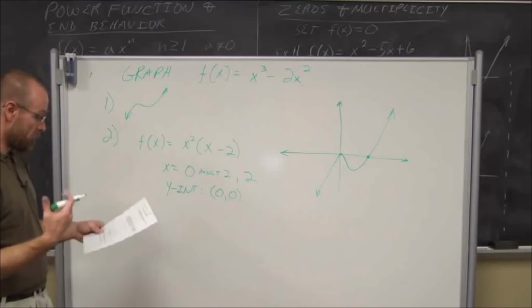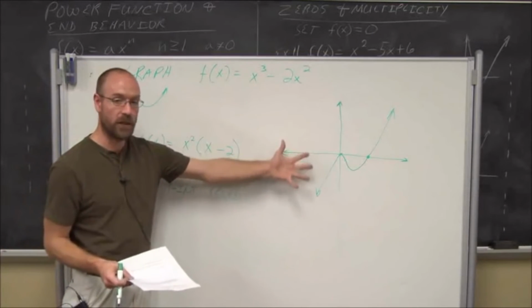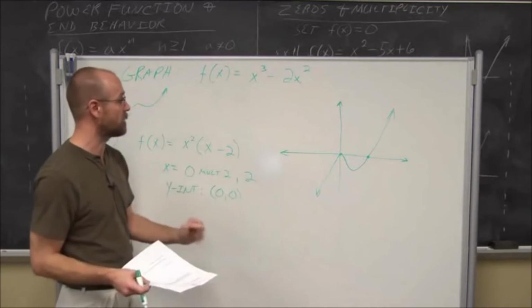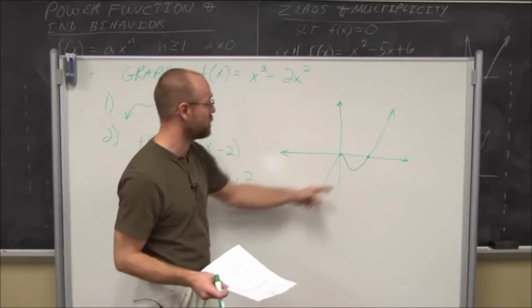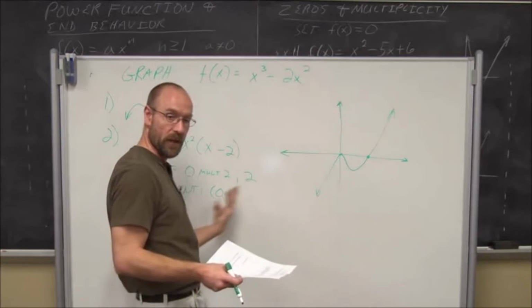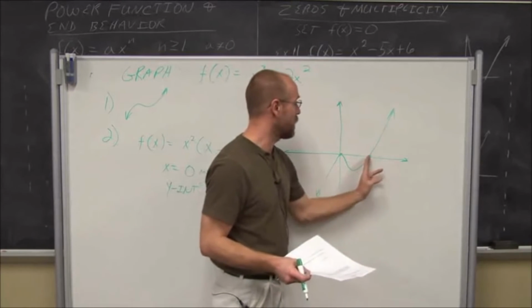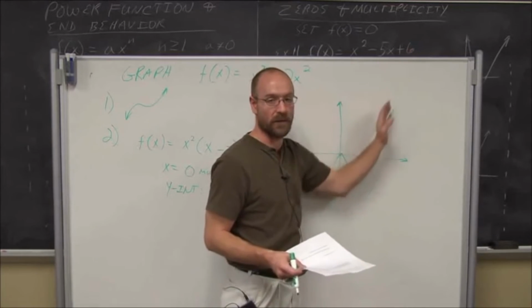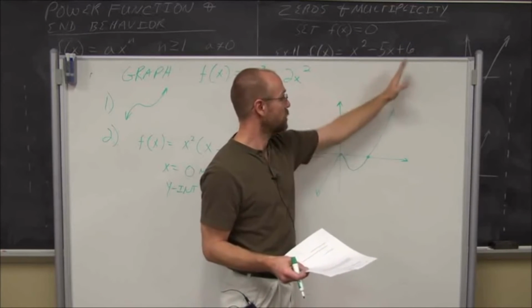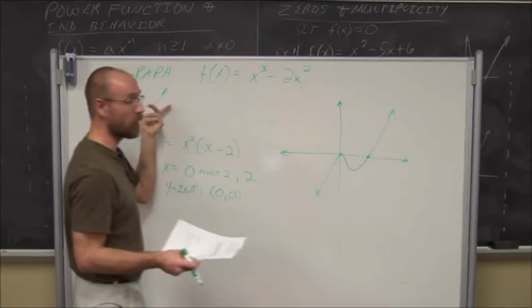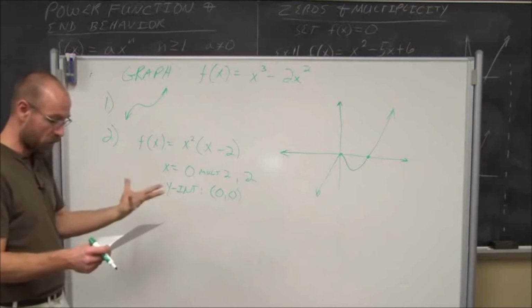Then we use the degree of the function to check: does this graph make sense? If we think about it, it's decreasing as x goes to negative infinity. It's decreasing in y, going in the negative direction. As x goes to positive infinity, y is increasing in the positive direction. So, yep, that's exactly what our cubic function does. So we're checking our degree.